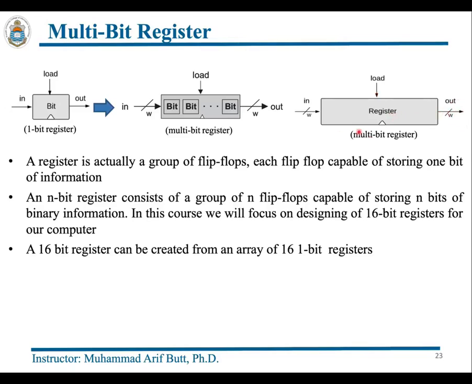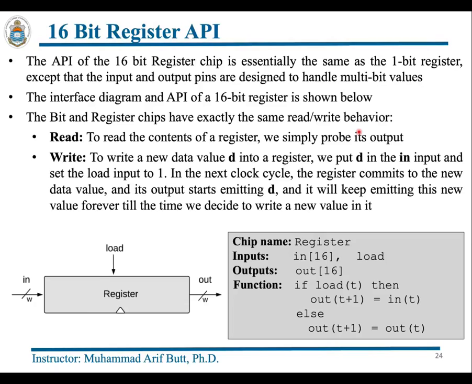So this is the overall concept of a register, and the API of a 16-bit register chip is actually the same as the 1-bit register, except that the input and output pins are designed to handle multi-bit values. The interface of a 16-bit chip is shown over here. The name of the chip is Register. The inputs are in and load. In is a 16-bit value, load is a single-bit value, and the output is again 16 bits. And the behavior is, if the load is high, the new value is stored. Otherwise, whatever is there in the register will be placed on the output.